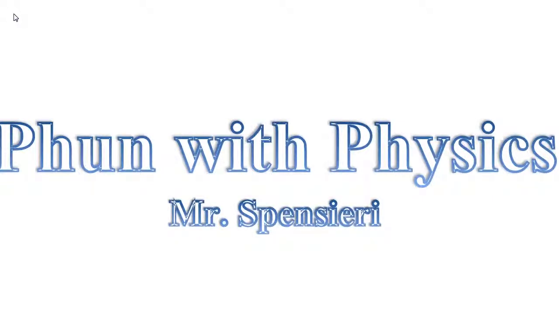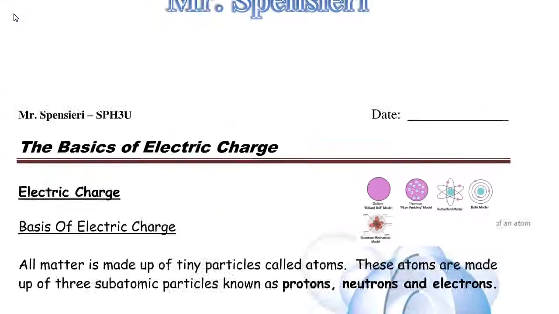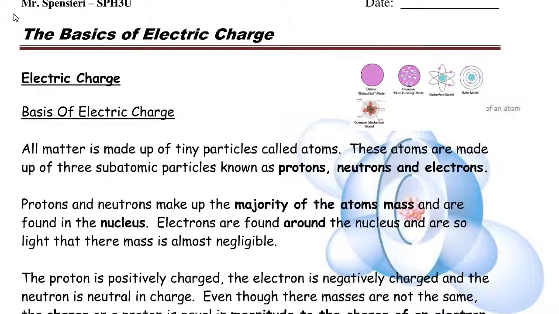I'm Mr. Spensieri. Today we begin a series of lectures on electricity and magnetism. We start with where electric charge comes from. As we all know, all matter is made up of little small particles known as atoms. Atoms are the smallest building blocks of all elements on the periodic table.